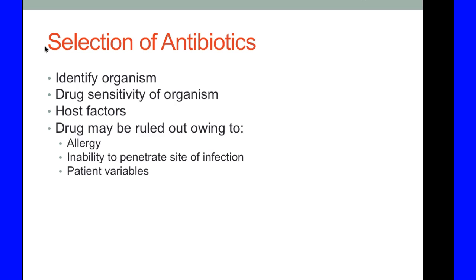The drug sensitivity of the organism, host factors. A drug may be ruled out if they're allergic to it, it's not a good drug for the infection, or just different variables. Maybe the patient had some sensitivity to that specific antibiotic. If you've heard of it, it's called Tarascon, the antibiotic guide. There's the Sanford guide. That's probably the most popular one used. Sanford Guide to Antimicrobial Therapy. Most physicians will use a Sanford guide to determine what is first line. And there's a new publication that comes out every year.